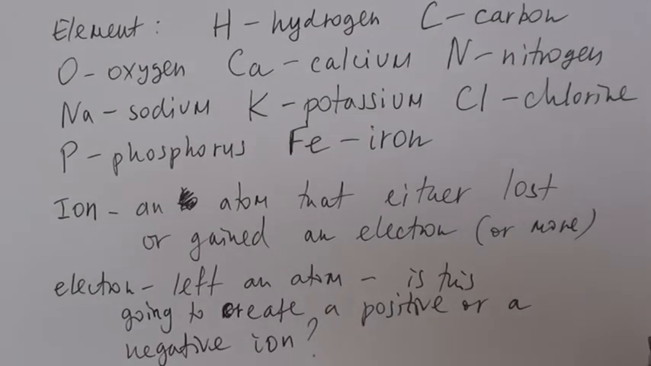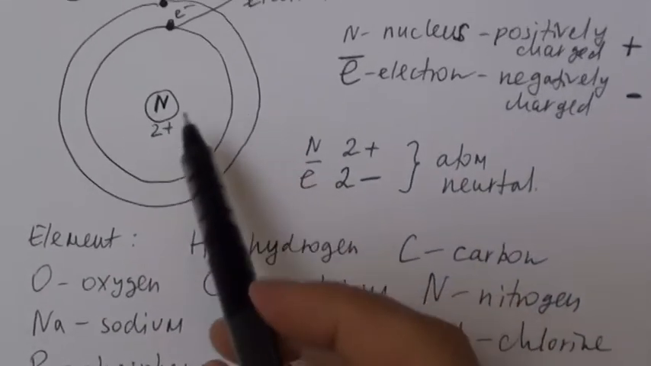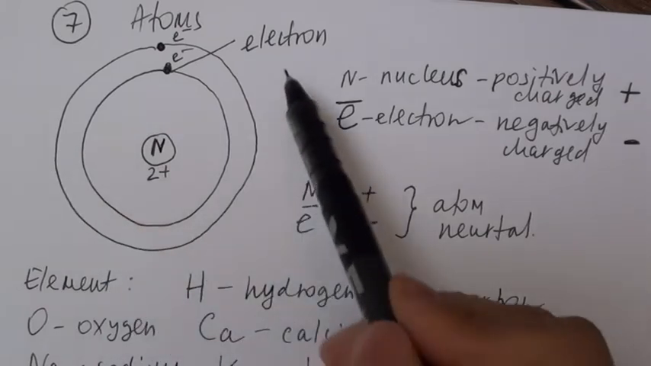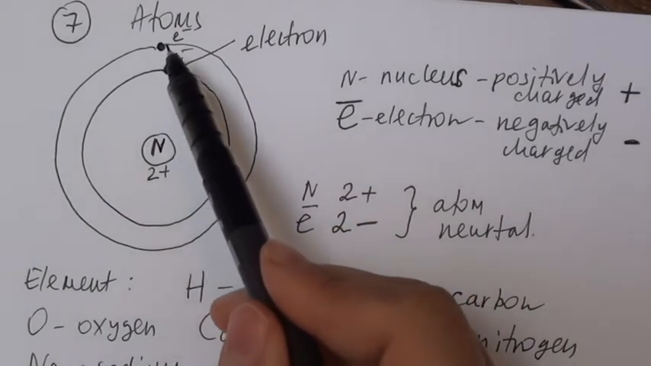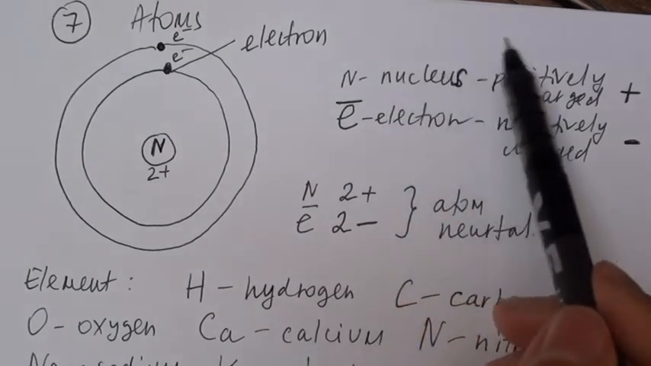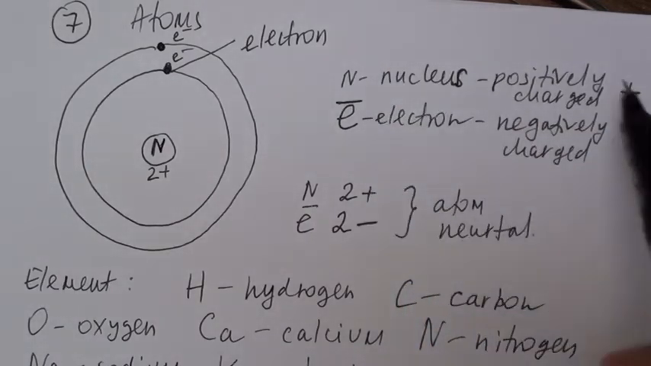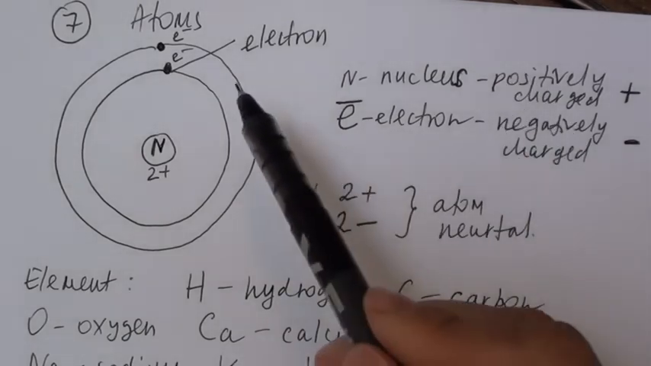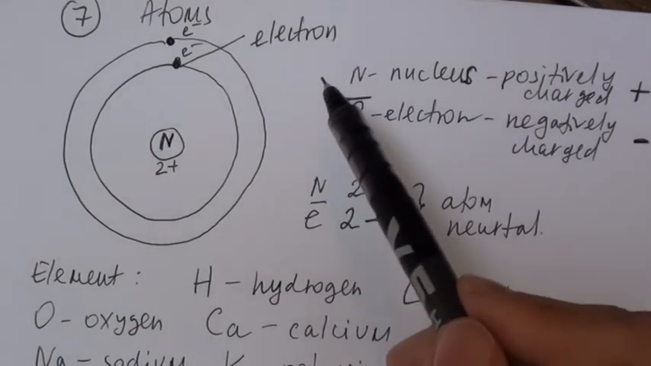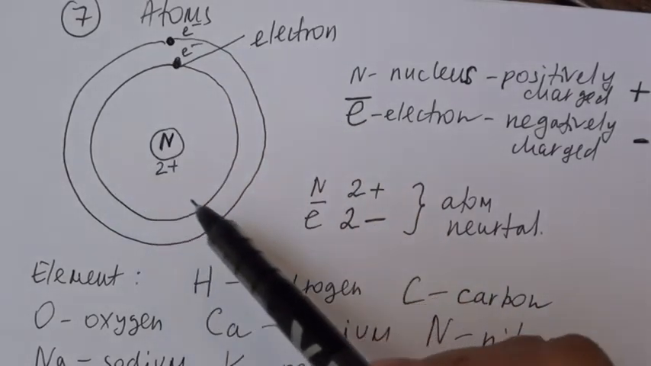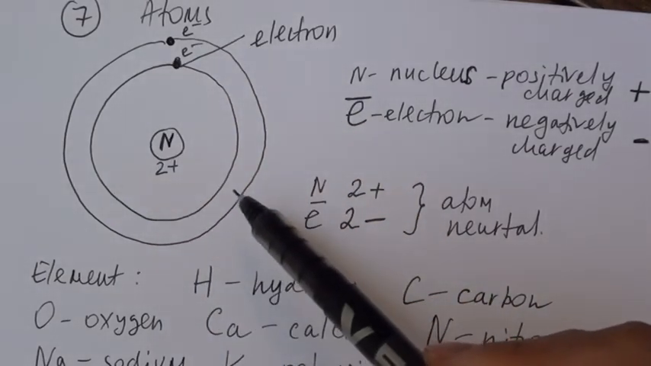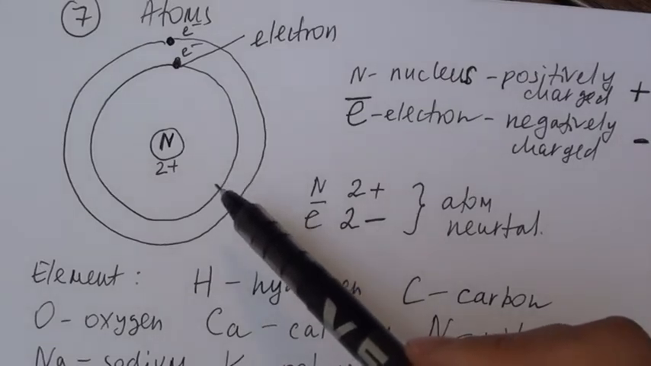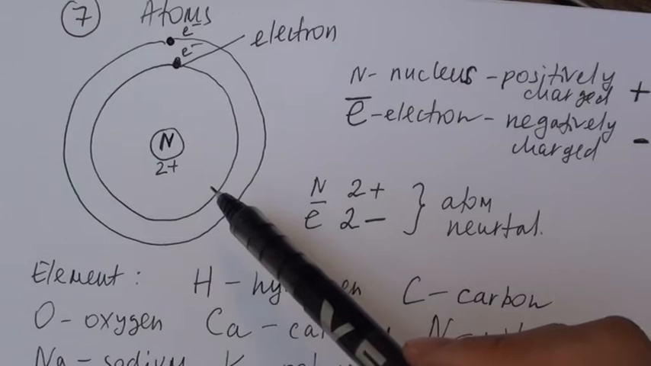Okay, so don't give up straight away and say, oh, it's too hard. No, wait, right? Don't give up. Let's think about it together. So I started with a neutral atom. One of the electrons disappeared, left, and you've got this information about which charge your electrons and nucleus have. So if one of the electrons left, are you going to be left with a positive ion, or are you going to be left with a negative ion? What's left behind?